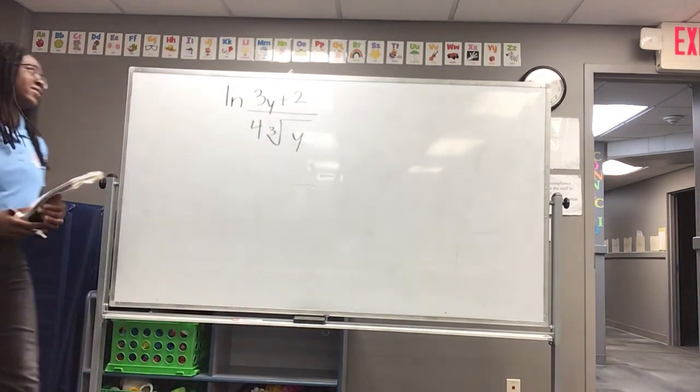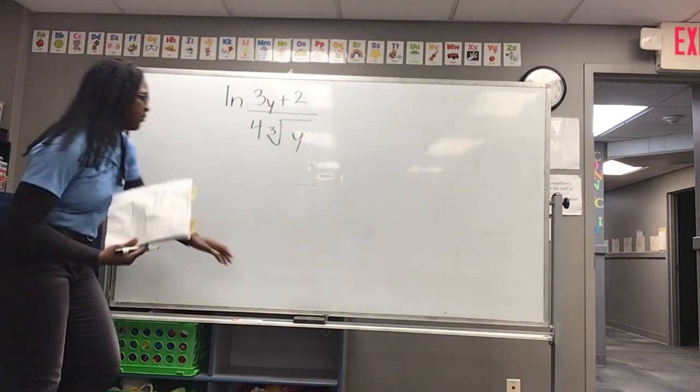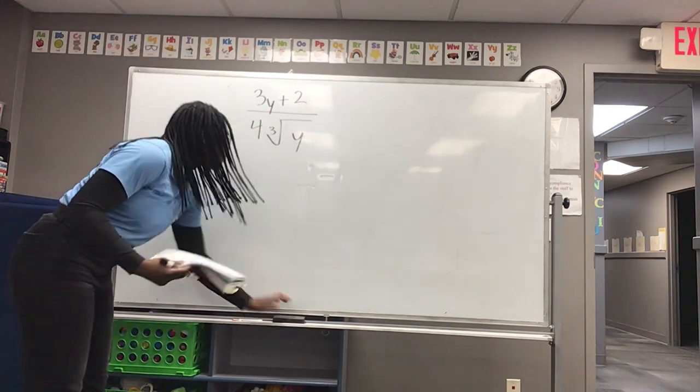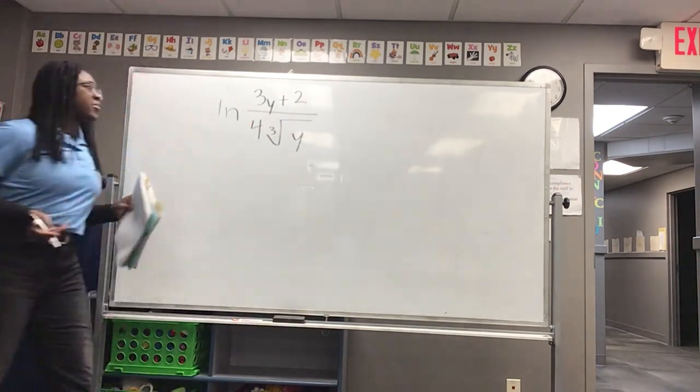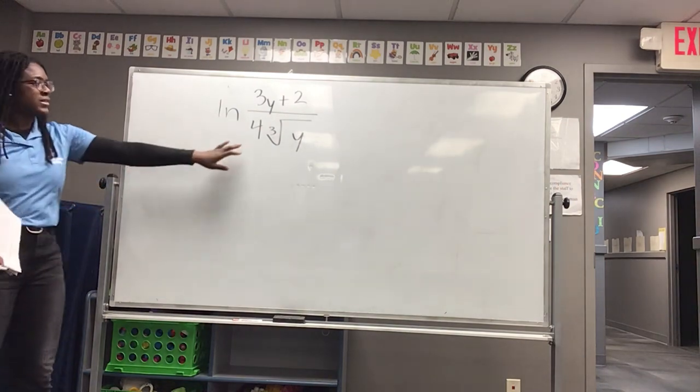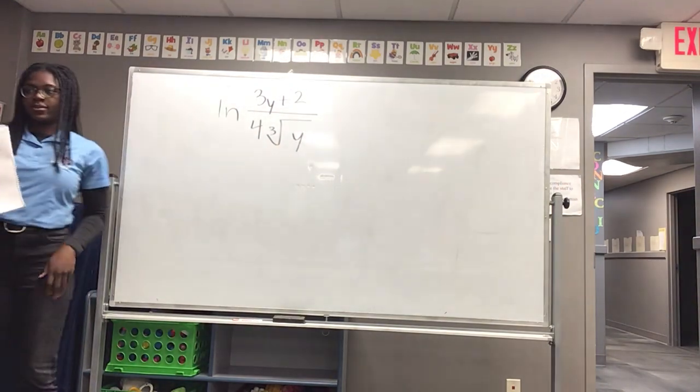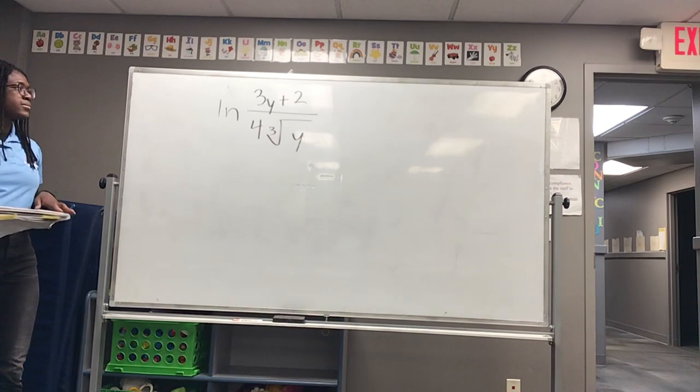Okay, so what it says is natural log, so let's go to the whole thing. 3y plus 2 over 4 times the cubed root of y. I want to expand that.